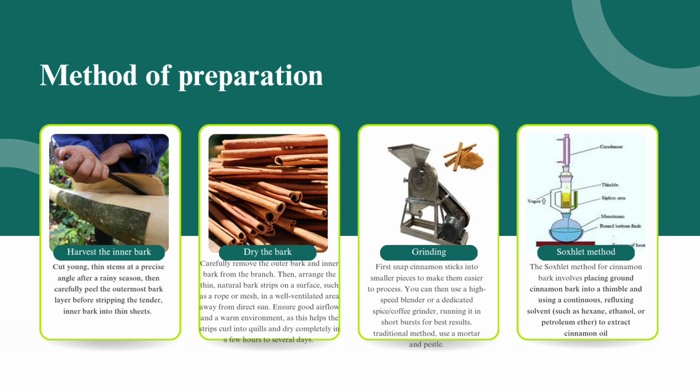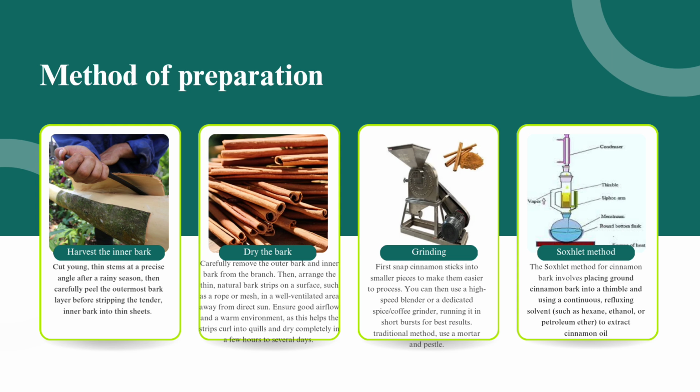Method of preparation. First, harvest the inner bark. Second, dry the bark. Third, grinding. Fourth, Soxhlet method. First, harvest the inner bark. Cut young, thin stems at a precise angle after a rainy season, then carefully peel the outermost bark layer before stripping the tender inner bark into sheets.